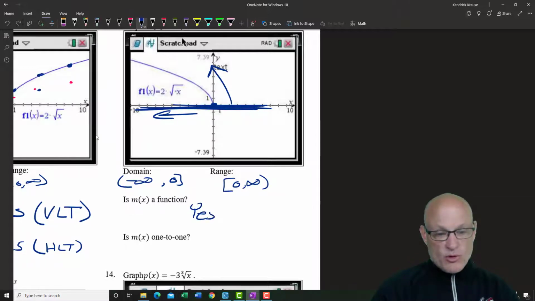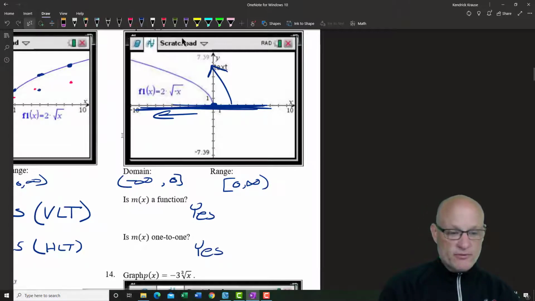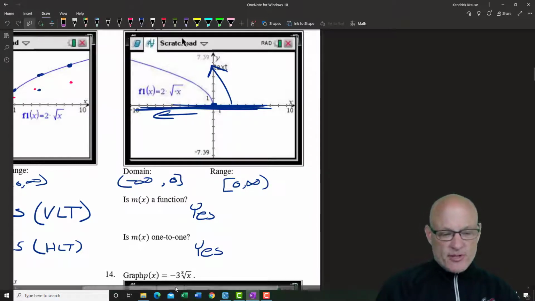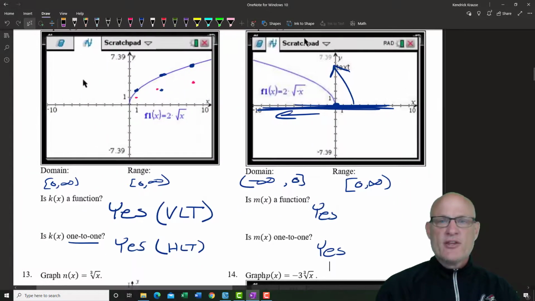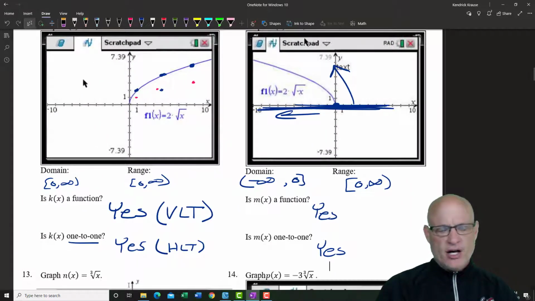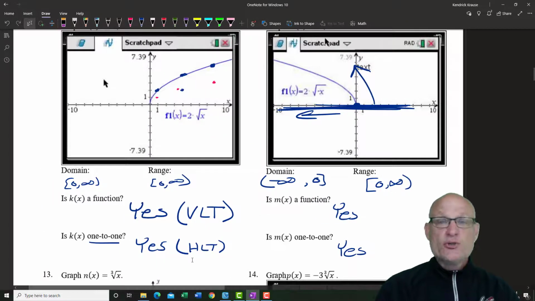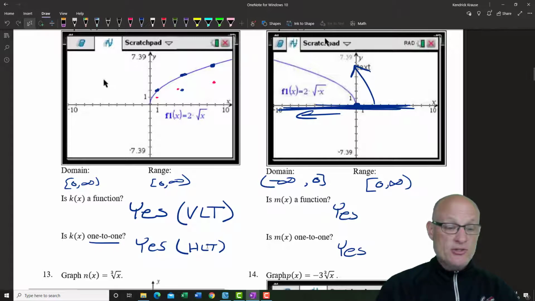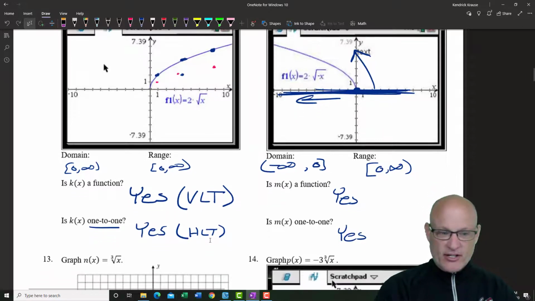Yes and yes, it is a function, and of course it is a one-to-one function. So that's square roots. That's the parent function of square roots and the transformations that you'll see on a square root. And it's almost exactly the same as absolute value. You just have to know the shape. Now the good news is the number sign helps you out a little bit there, so that's okay.